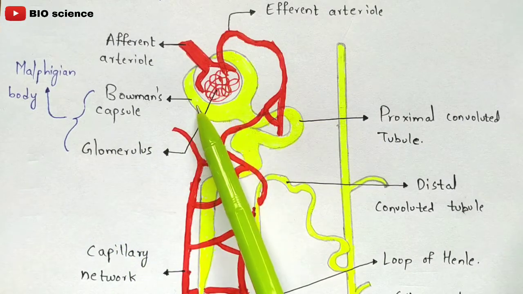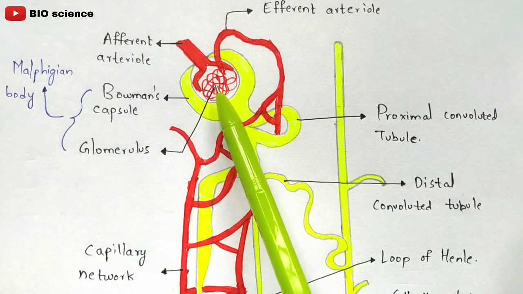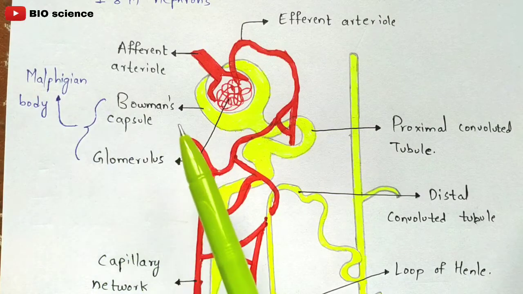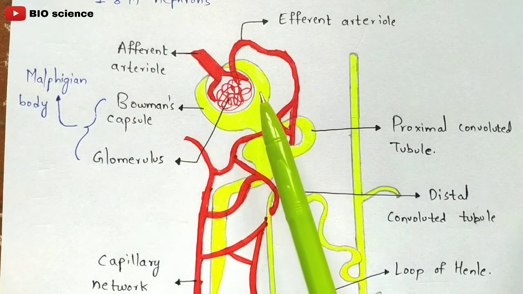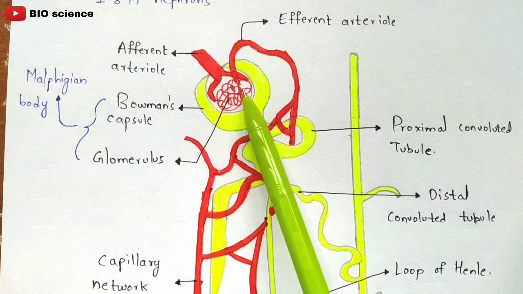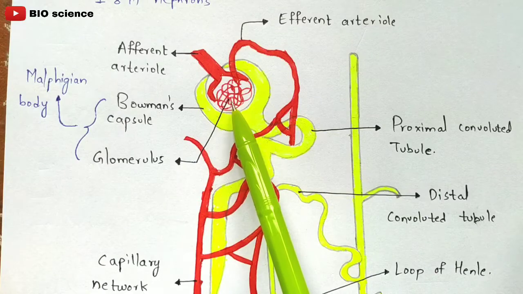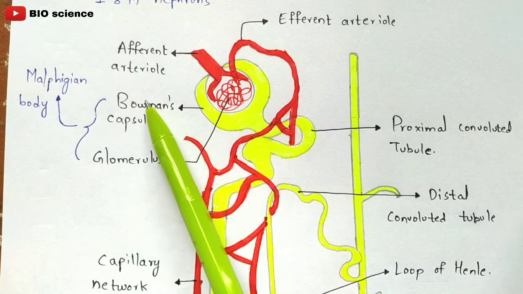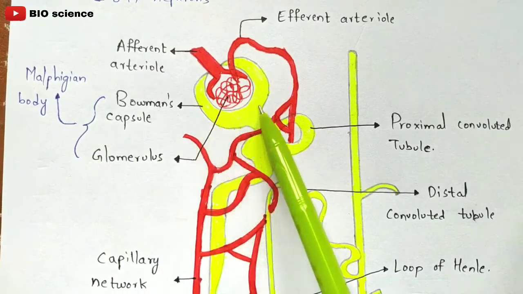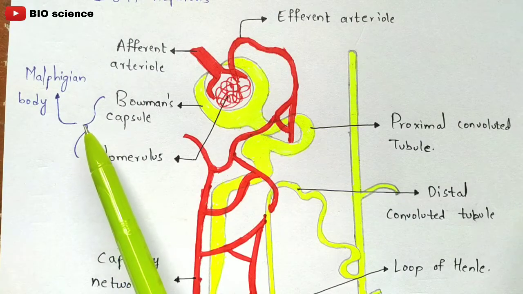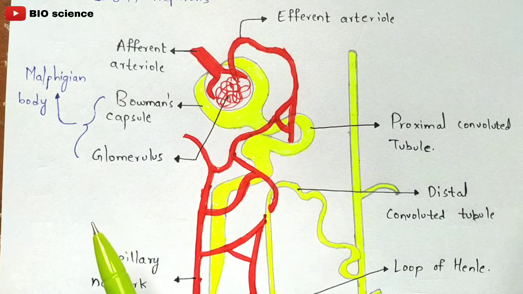This Bowman's capsule and this glomerulus together form the Malpighian body. So what is the Malpighian body? It contains the Bowman's capsule, which is a cup-like structure, containing the glomerulus, a bunch of blood capillaries present inside the Bowman's capsule. Now we have understood what is meant by the Malpighian body. This whole region, the Bowman's capsule and the glomerulus, is called the Malpighian body. Its other names are the Malpighian capsule and renal capsule, as I mentioned before.